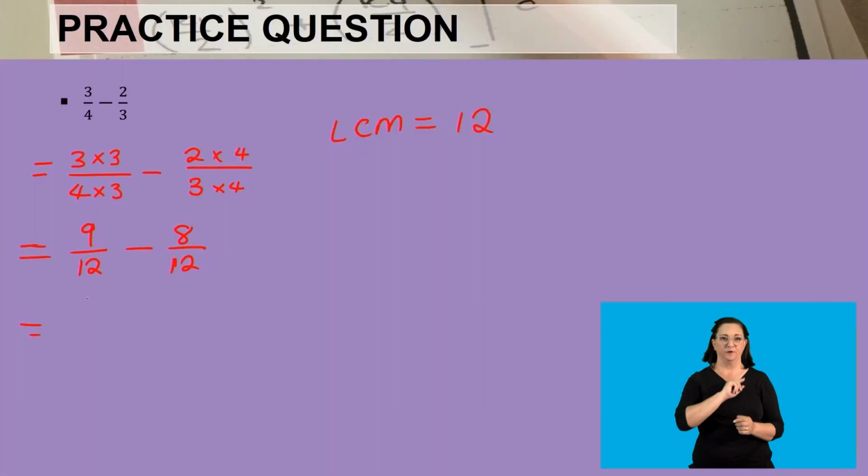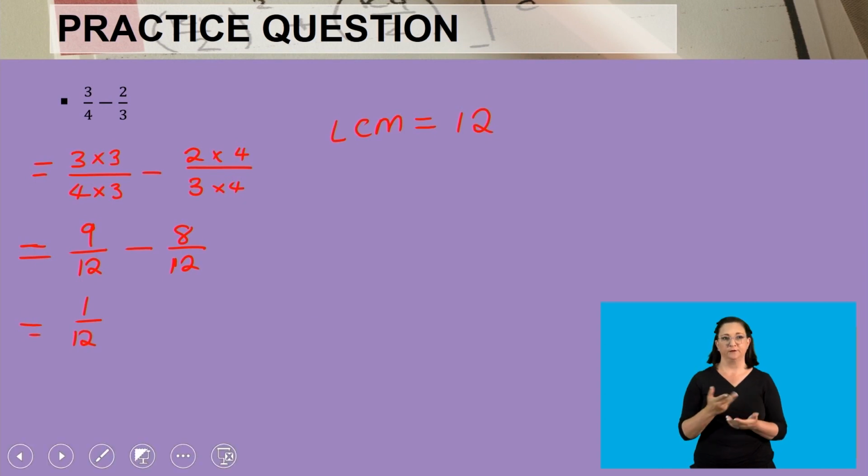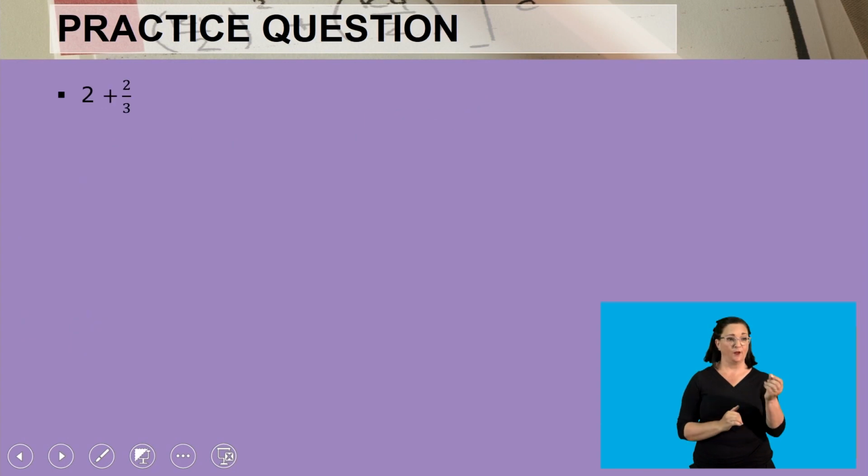That gives us 1/12. And that is our final answer. Let's move on to the next one. Now we have a whole number with a common fraction.